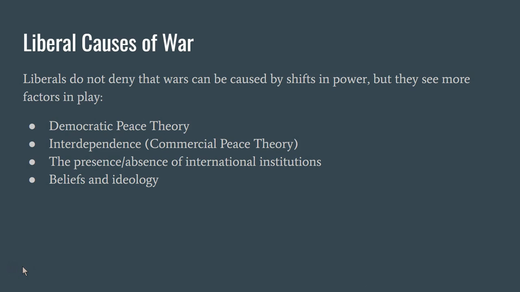It's not that democracies are less warlike, it's just that they don't go to war with each other, which means the more democracies in the world, the less war happens. A second possible liberal explanation for war is the degree of interdependence. We could call this commercial peace theory so that it sort of aligns symmetrically with democratic peace theory. Countries that do business together don't tend to go to war together.